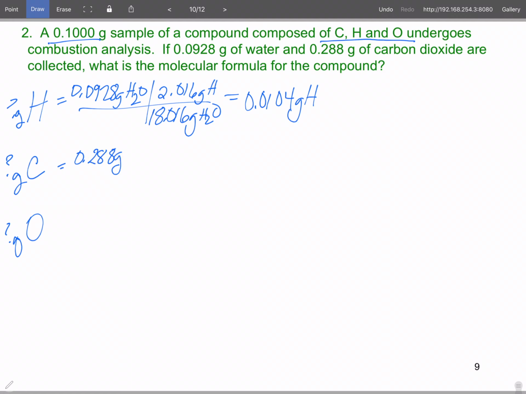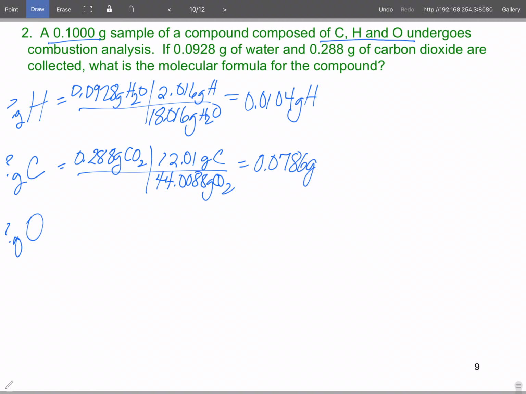0.288 grams of CO2. And again, we had 2 hydrogens for every water. We only have 1 oxygen, 0.088 grams of CO2 per 12.01 grams of carbon. That gives us a whopping 0.0786 grams. Okay, again, we're carrying through.